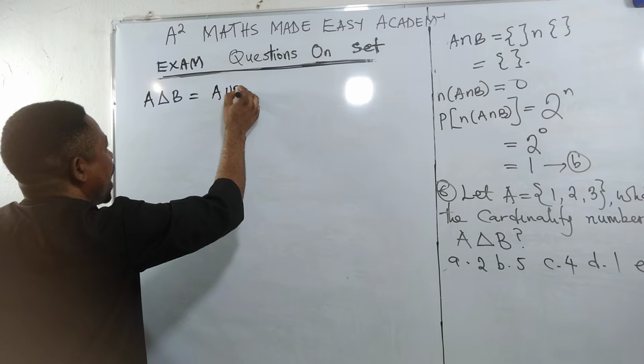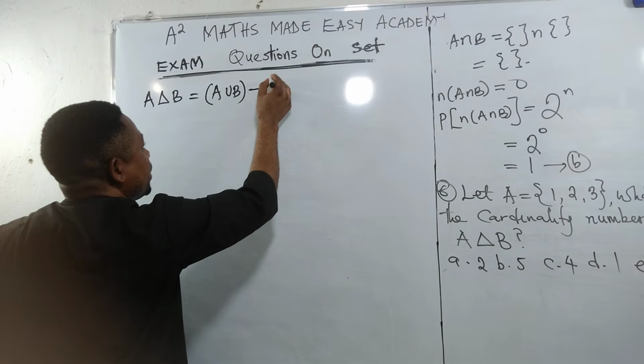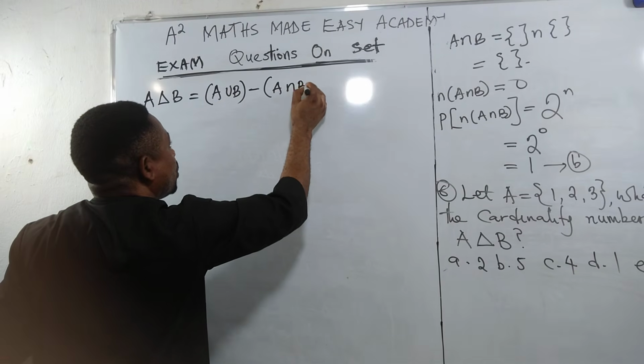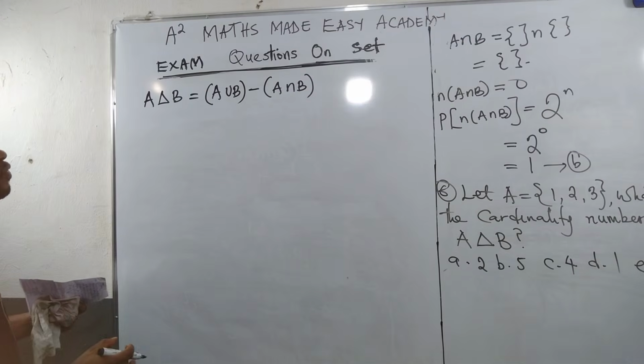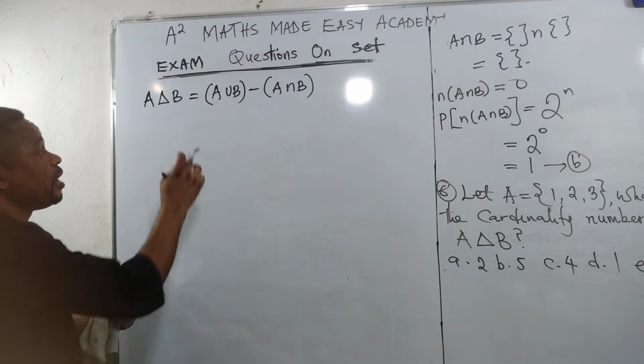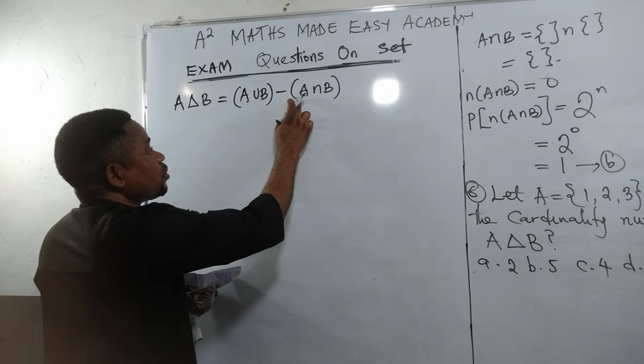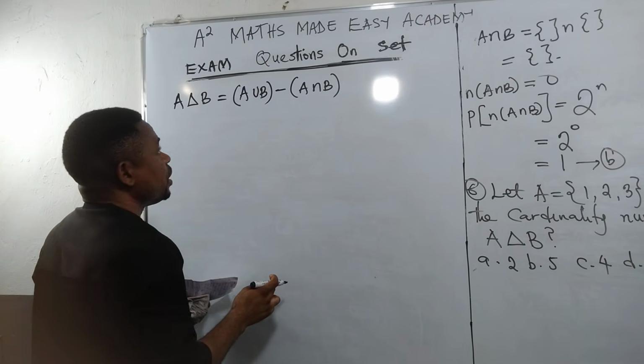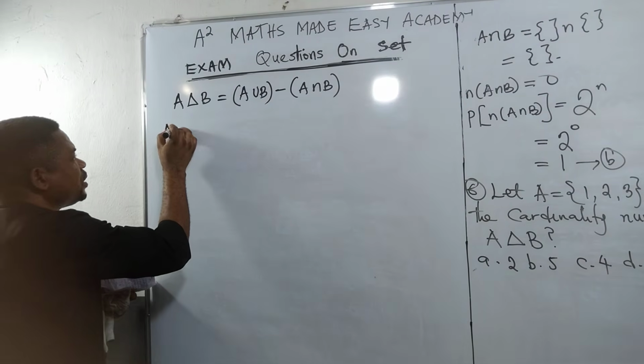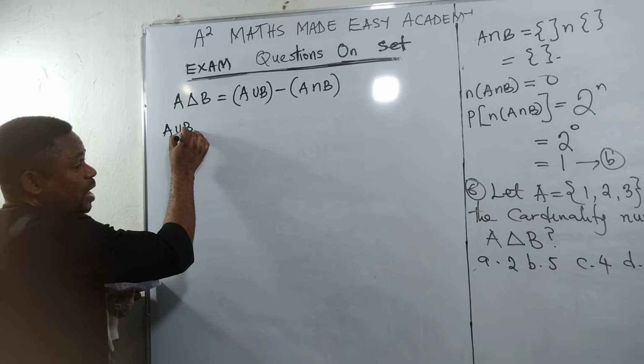This is the result: A union B, in brackets, minus A intersection B. This is the formula on how to find a symmetric set. I repeat, A union B minus A intersection B. Now the first thing we are going to solve is A union B. Are you with me now?